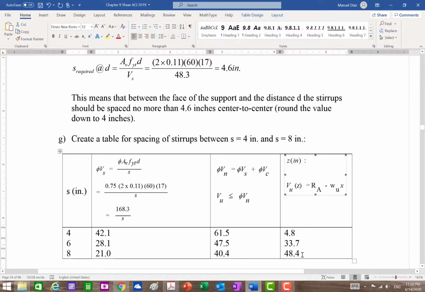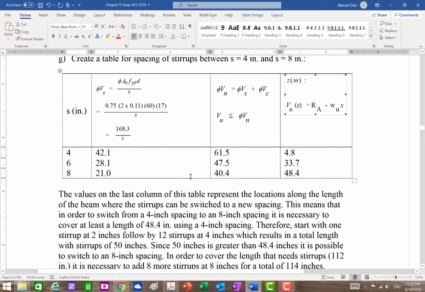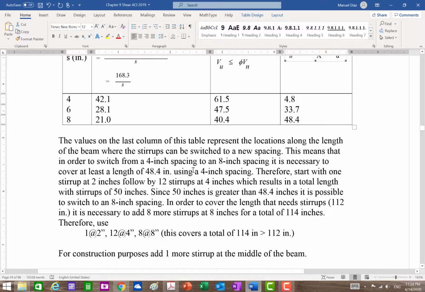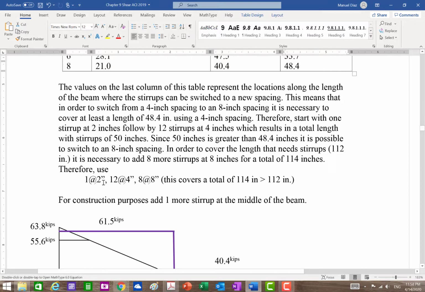Okay. So I need to provide stirrups at 4 until I go past this number. That means I need to provide at least 12 stirrups at 4, right? That will be 48. And then if I provide one at 2 inches, I'm close, right? 48.2. So I may need more in order to do that. Okay. So what I did here then is 1 at 2, 12 at 4. So that gives me 48.2, close, compared to what I need.